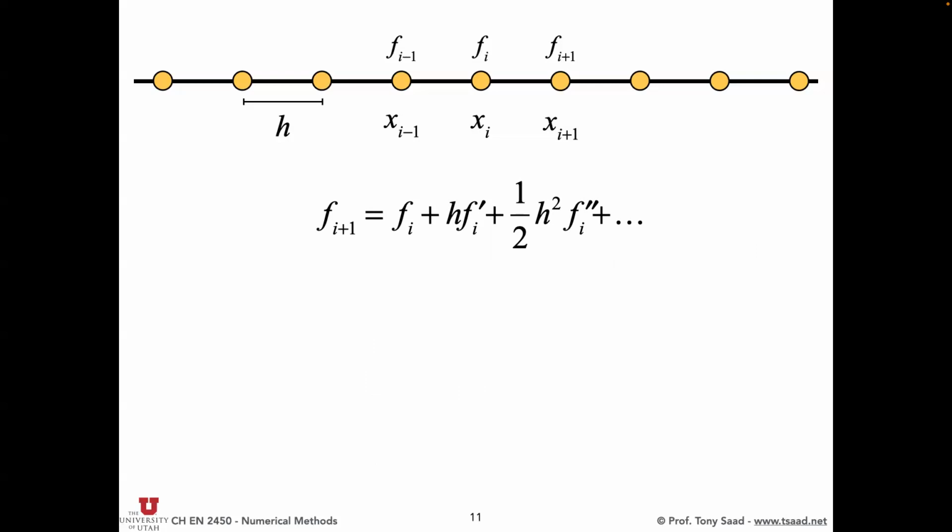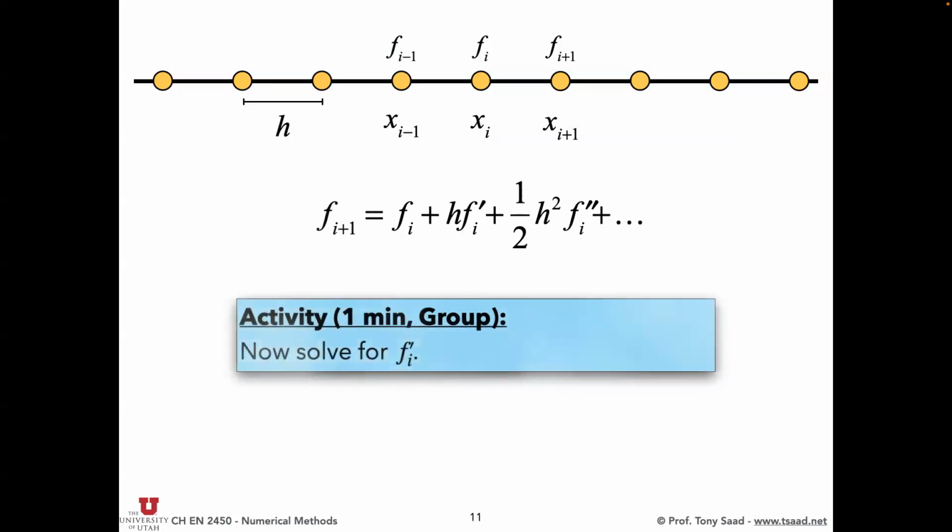What was our original objective? Correct. So now go ahead and solve for f prime i. Just take this equation, move f prime i to the left-hand side and move everything else to the right-hand side. Just solve for f prime i, and don't worry about anything else.